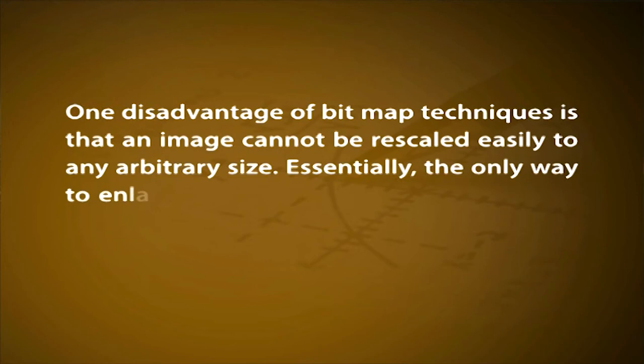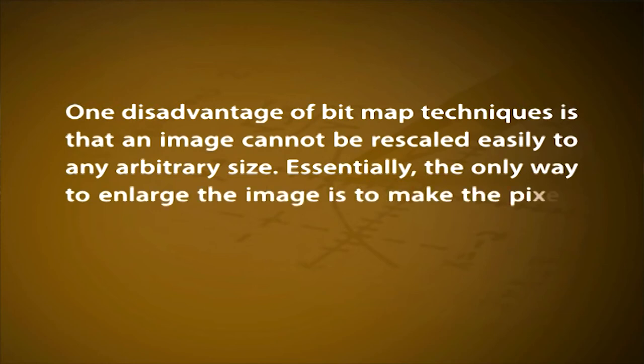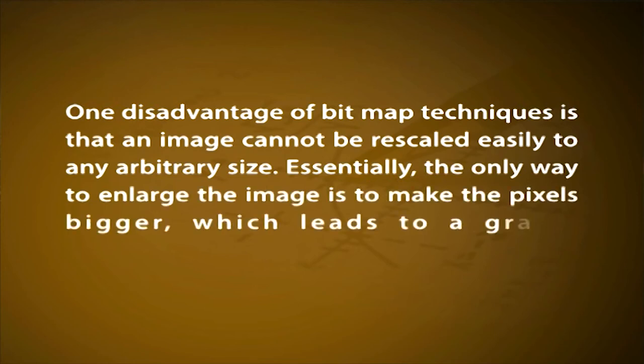Essentially, the only way to enlarge the image is to make the pixels bigger, which leads to a grainy appearance. Vector techniques provide a means of overcoming this scaling problem. Using this technique, an image is represented as a collection of lines and curves. Such a description leaves the details of how the lines and curves are drawn to the device that ultimately produces the image, rather than insisting that the device reproduce a particular pixel pattern.